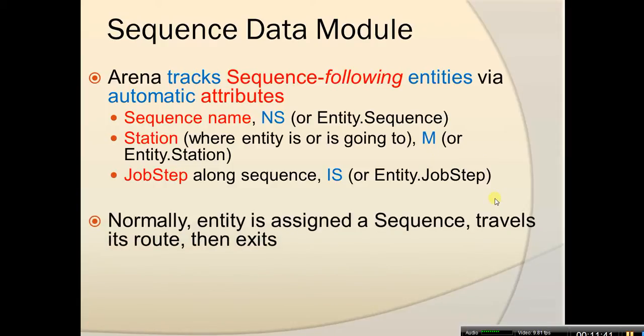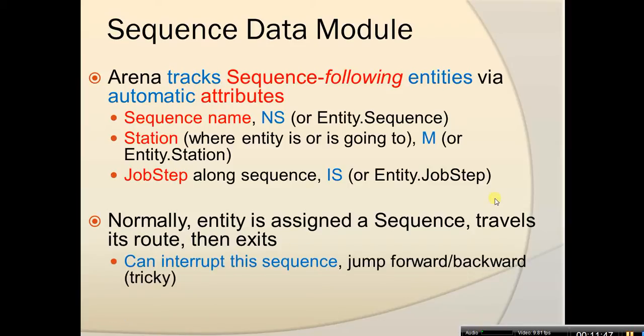And normally, an entity is assigned a sequence and travels its route, then exits. So we can interrupt the sequence and jump forward and backward, right? But that's tricky. So remember to always define the exit station.